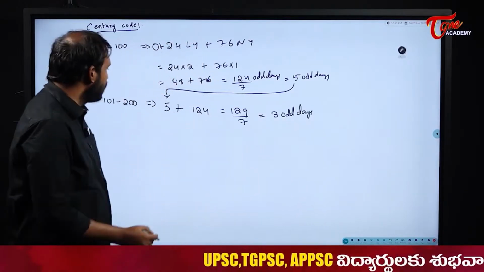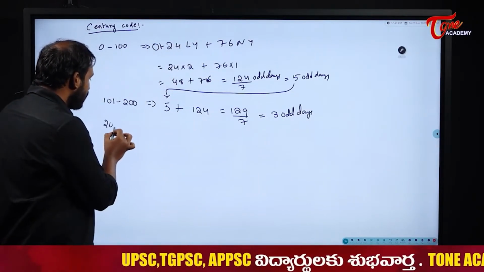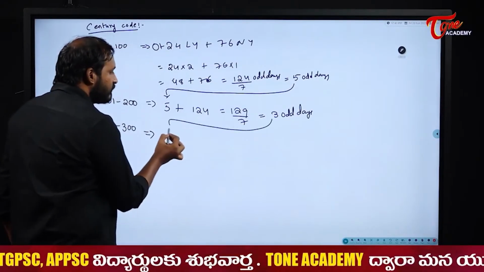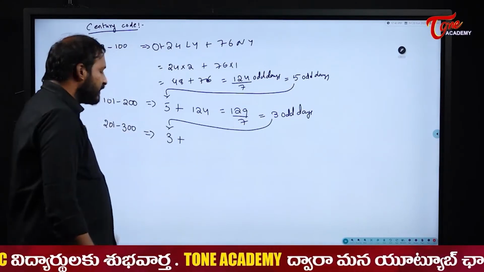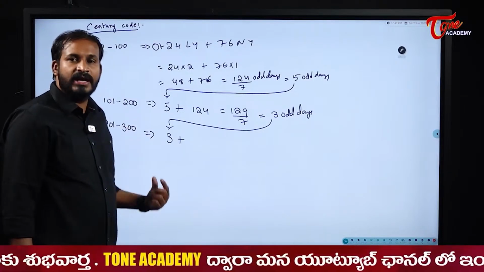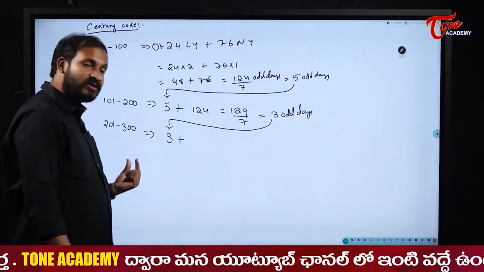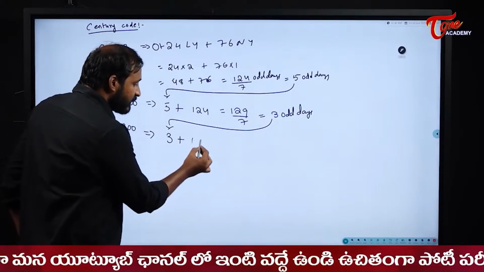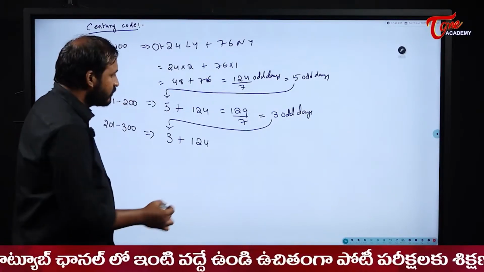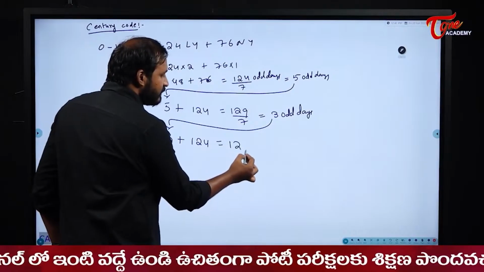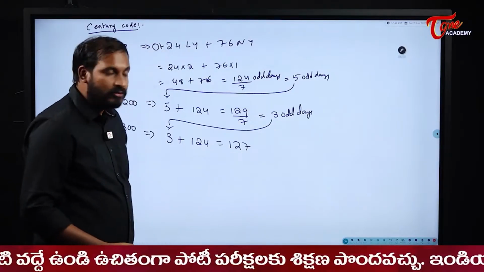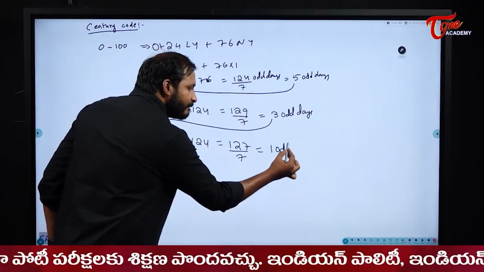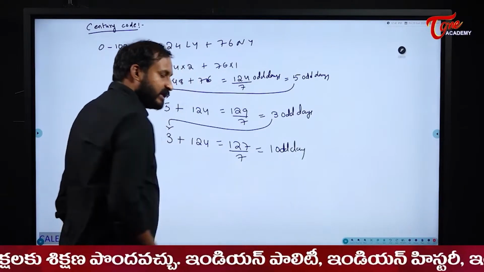Good, superb. Now we will move to the next century, that is 201 to 300. So this 3 odd days will come to this one. 3 plus. Here also the same story: 201 to 300, 100 years. But 300 is not a leap year. So here also I will get 124. So this will become 127. Will we have 127 odd days? No. So once again we divide it with 7. So we will get 1 odd day here.